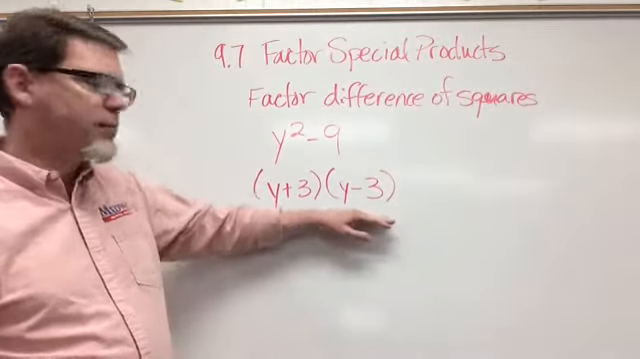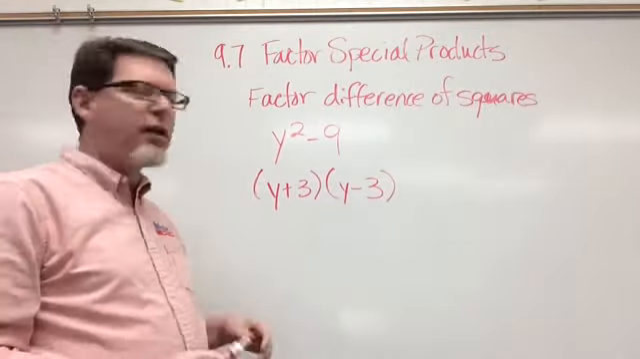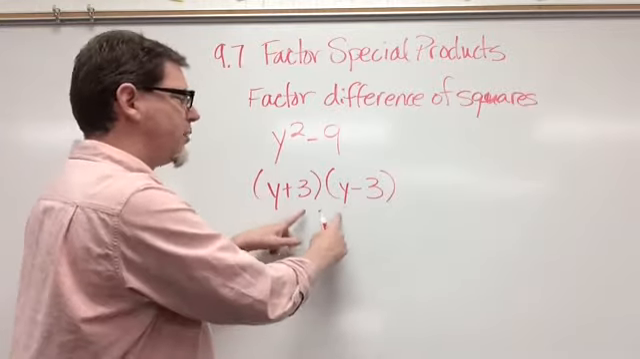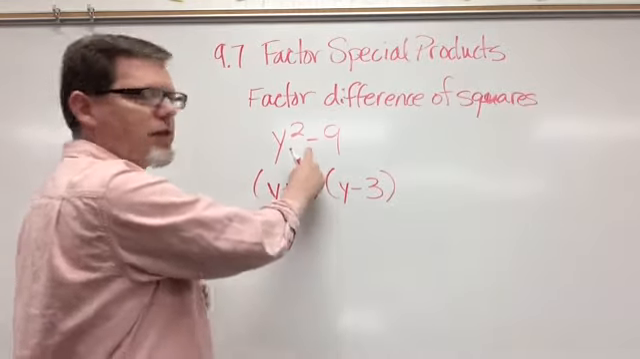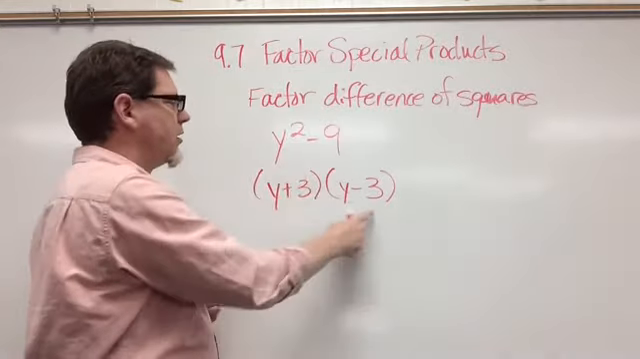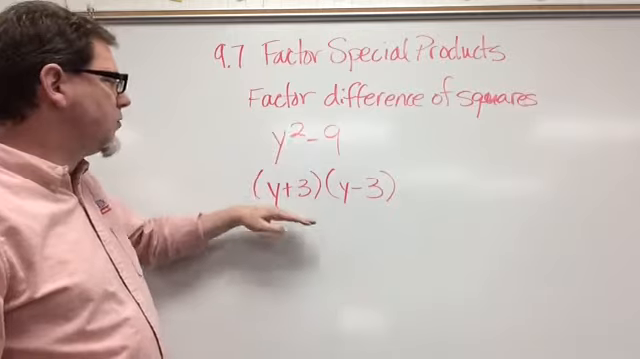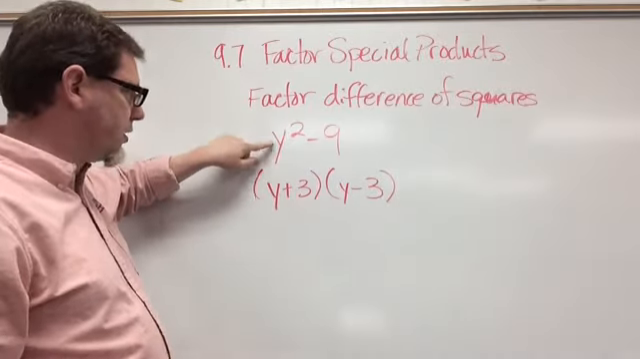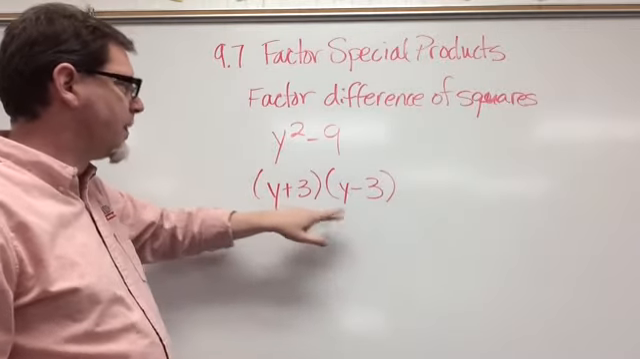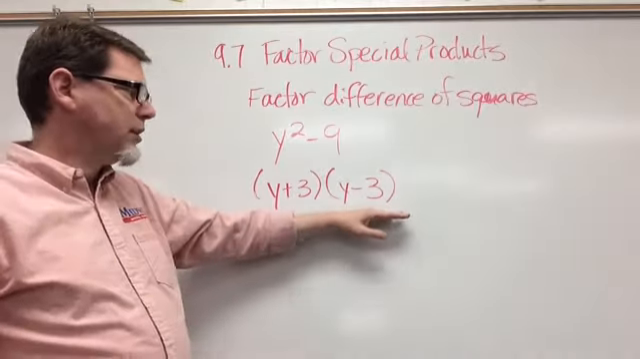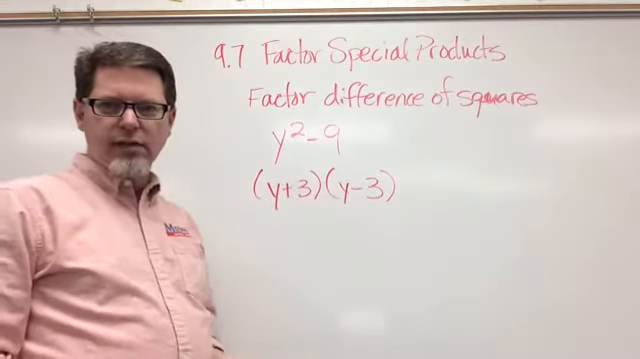If I did y plus 3 times y minus 3, if you remember correctly, the O and I terms become negative 3y and positive 3y, which is 0, so there's really no b. It's just y squared minus 9. So when I factor y squared minus 9, it's the square root of the first term plus the square root of the second term, times the square root of the first term minus the square root of the second term.